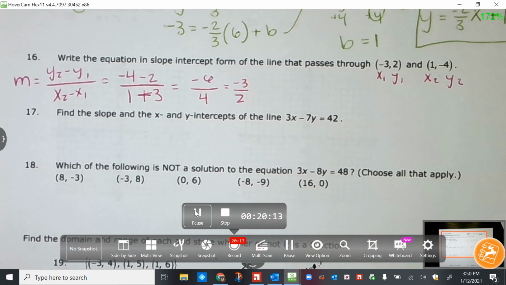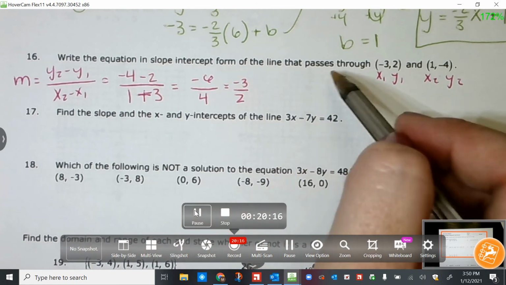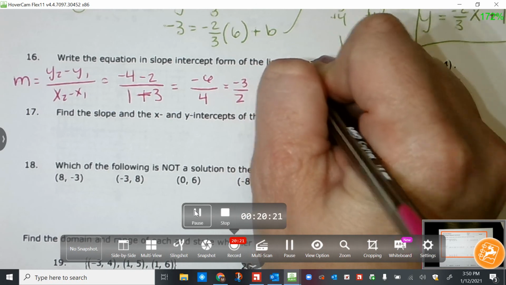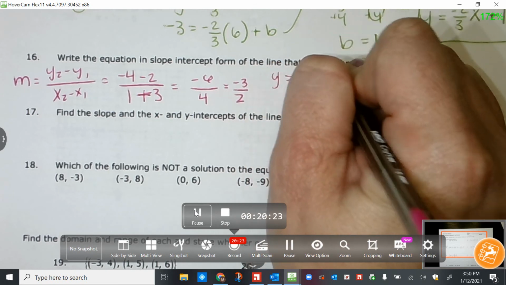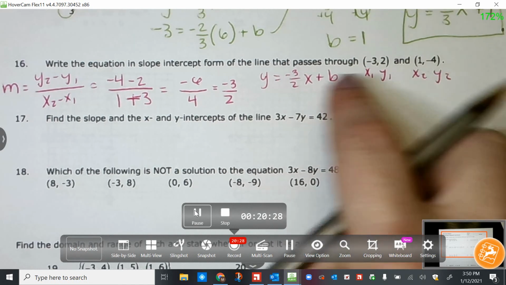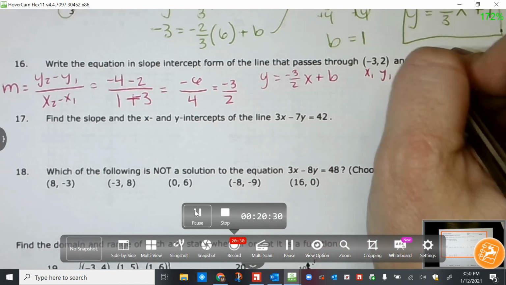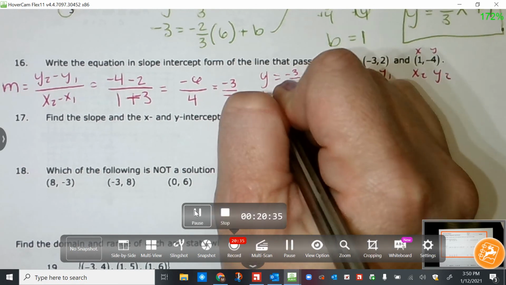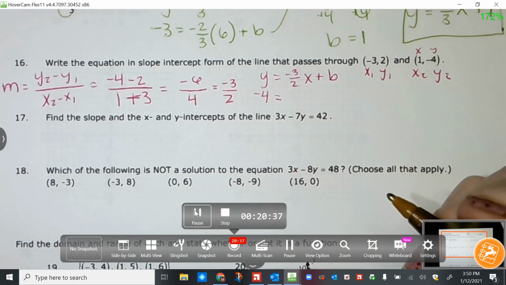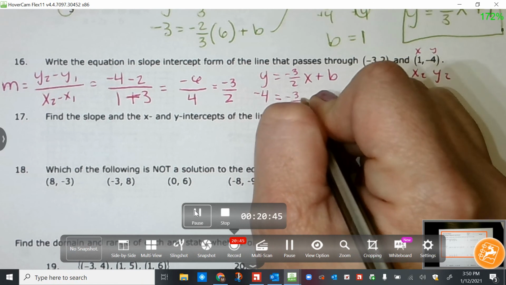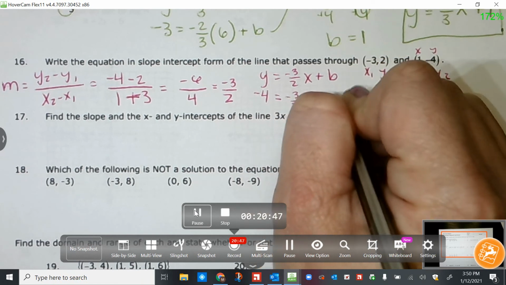So we know that this is our slope, and it says write the equation of the line that passes through these points. So I know that I'm going to have y equals negative 3 over 2 x plus, I don't know my y-intercept, my b. But I do know that both of these points go into there, so I can pick one. I'll pick this one. I'm going to label it. So negative 4 equals, where did I lose myself? Negative 3 over 2 times 1 plus b.